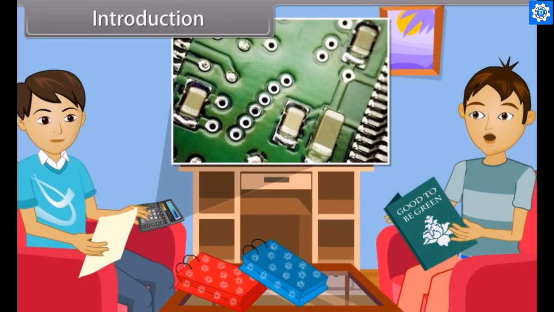Okay, Amar, now I understand the basic concept of calculator. It's quite interesting and I want to know something more about it. Students, today we will study about semiconductor electronics.